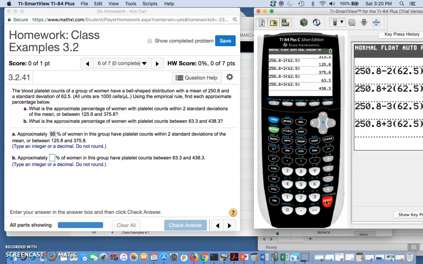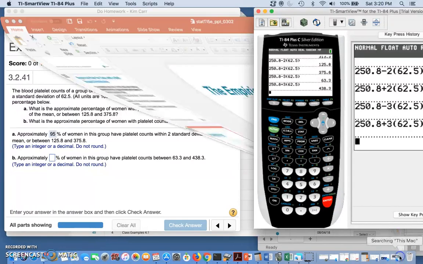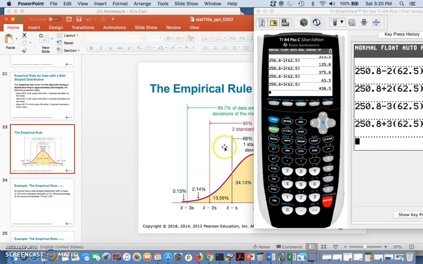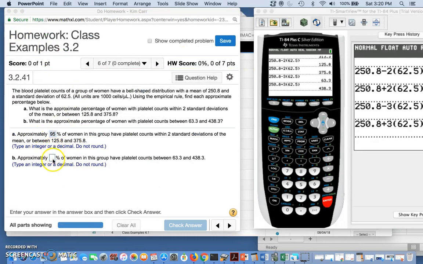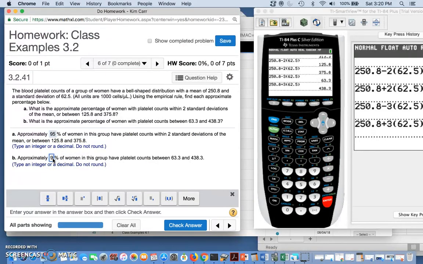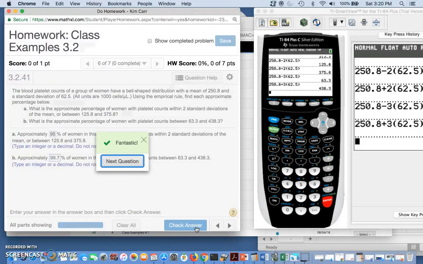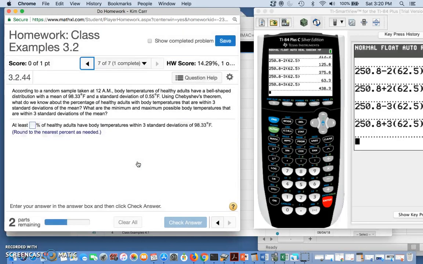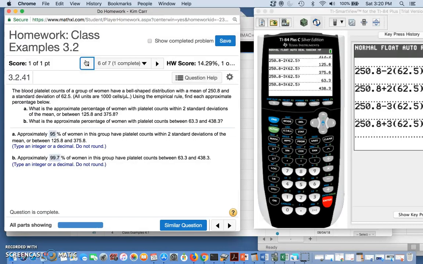Okay, that is the 438. So if you need to, look up your PowerPoint again, and that's 99.7. You do kind of need to familiarize yourselves with those percentages. Okay, so that was the empirical rule, kind of like little tiers that got 1 standard deviation both ways of the mean, 68, 2, 95, and then 3 standard deviations, 99.7.